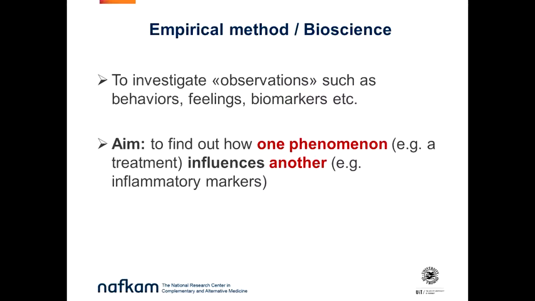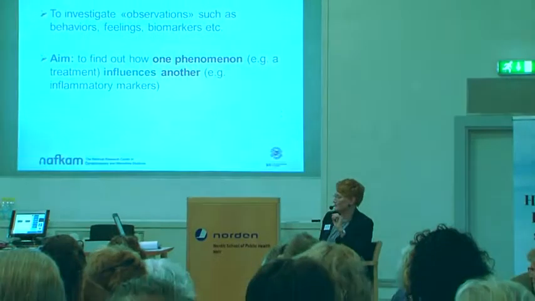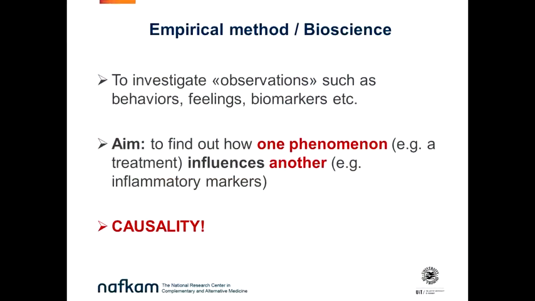Yeah, the empirical method. It is a tool to investigate observations such as behaviors, feelings, biomarkers, and so on. And the aim is, and that again can be criticized, and that is there is a principal problem in it, is to find out how one phenomenon, for example, a treatment, influences another, for example, an inflammatory marker. And there's a slight problem in here because it assumes there's a causal relationship between the two. Causality. That's sort of the point here.